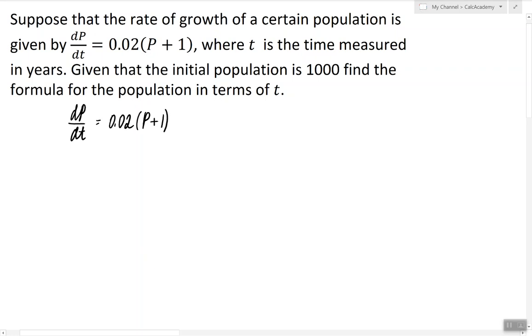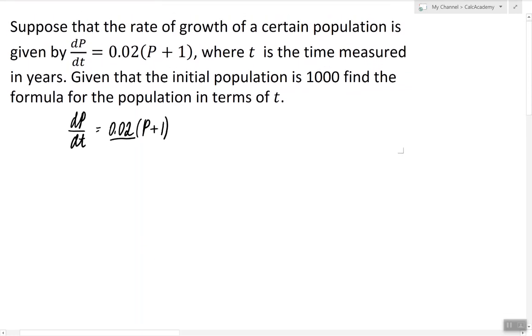Since there are no expressions that contain t on the right hand side, we can say that the right hand side is already written as a product of a function of p and a function of t, which can be, for example, this 0.02. Now, what do we do when we have a separable equation?